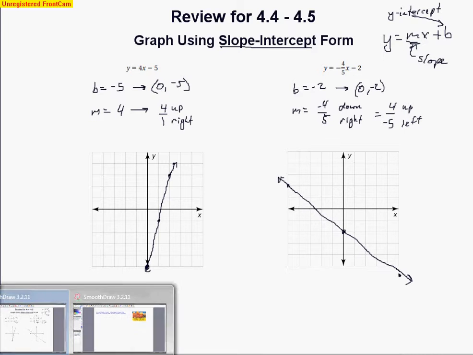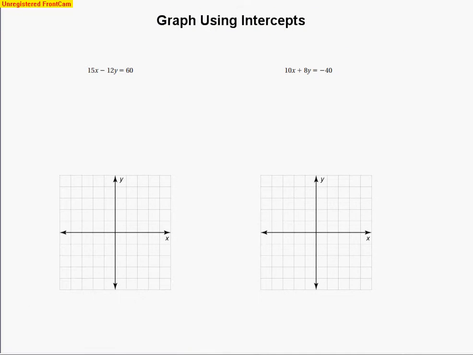Let's take a look at the other form that we'll see. And this is graphing using intercepts. And so we use this method when x and y are on the same side. So it's in what we call standard form, where we have ax plus by equals c. So we've got the constant by itself, the 60 by itself, and we've got the x and the y term on the other side. So we're going to use the intercept method.